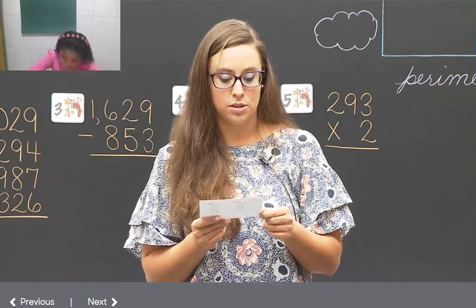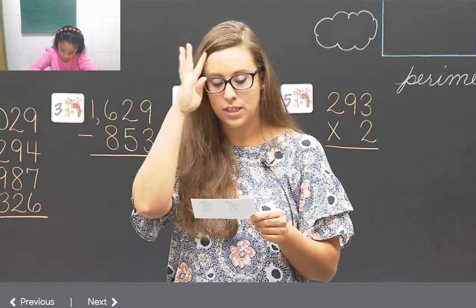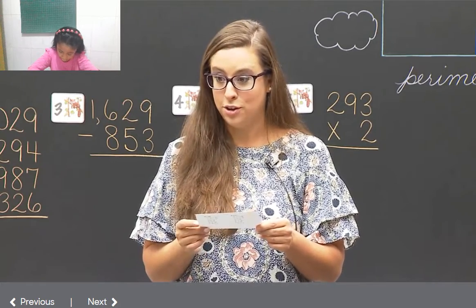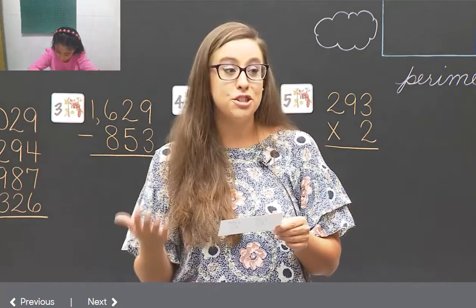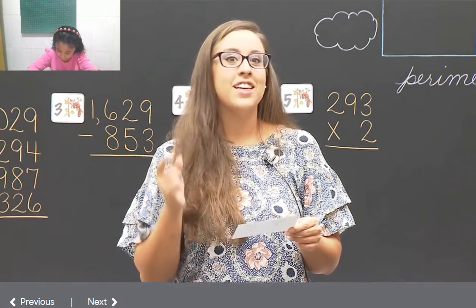Noah has 24 pencils that he wants to divide evenly into 2 boxes. How many pencils will be in each box? Arthur? 12. Fantastic. How did you get your answer, Kaden? 24 divided by 2 equals 12.